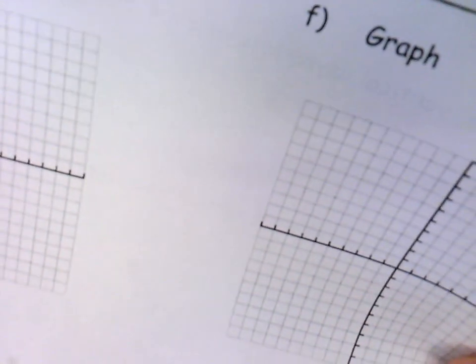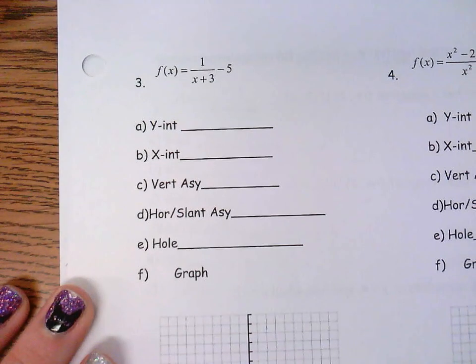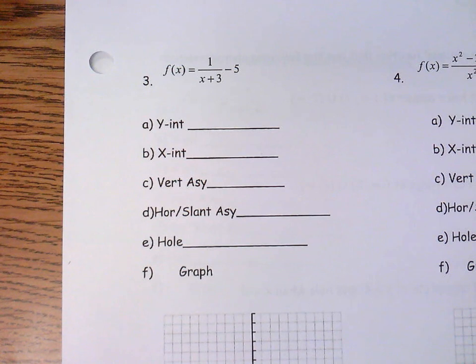All right, let's do one more together. I want to do number 3. And then I'm going to have you work through 1, 2, 4. Take a look at number 3, because number 3 is not written as a nice rational function. It's written as 2 separate fractions, basically.